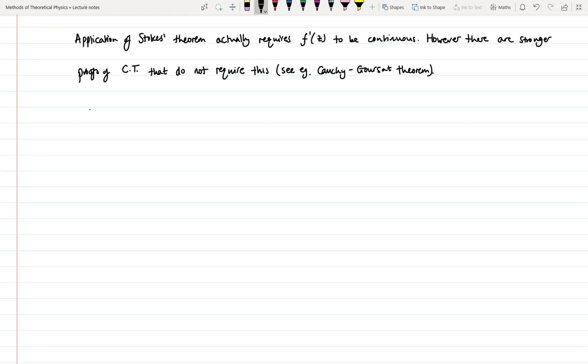What does Cauchy's theorem actually mean? We have that this integral around a closed contour C of an analytic complex function evaluates to 0. And a picture here might help.